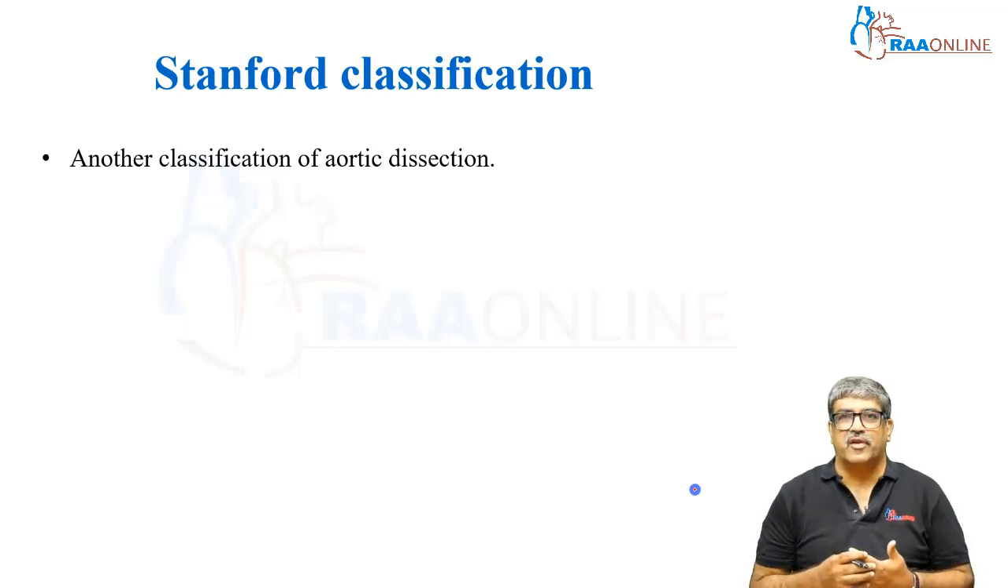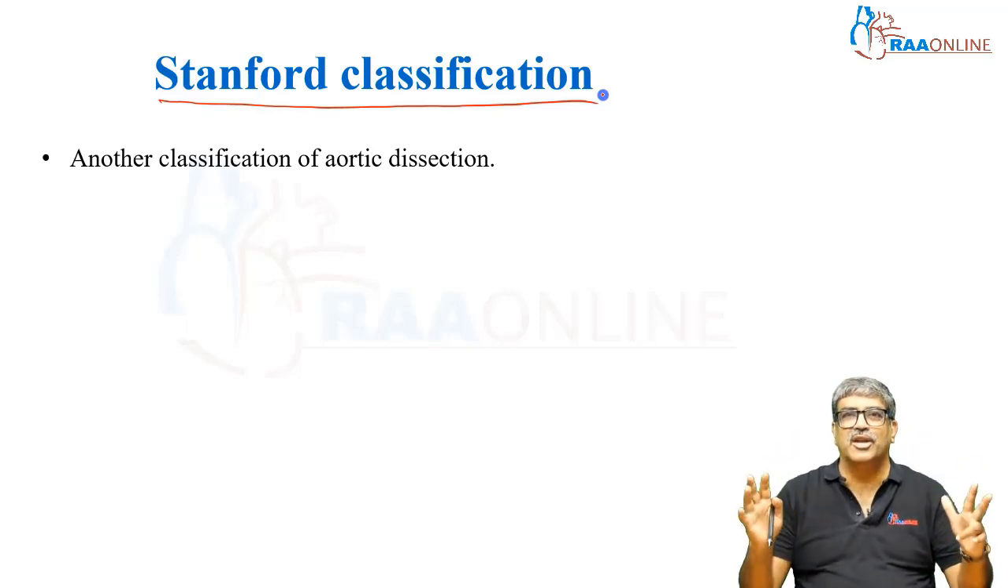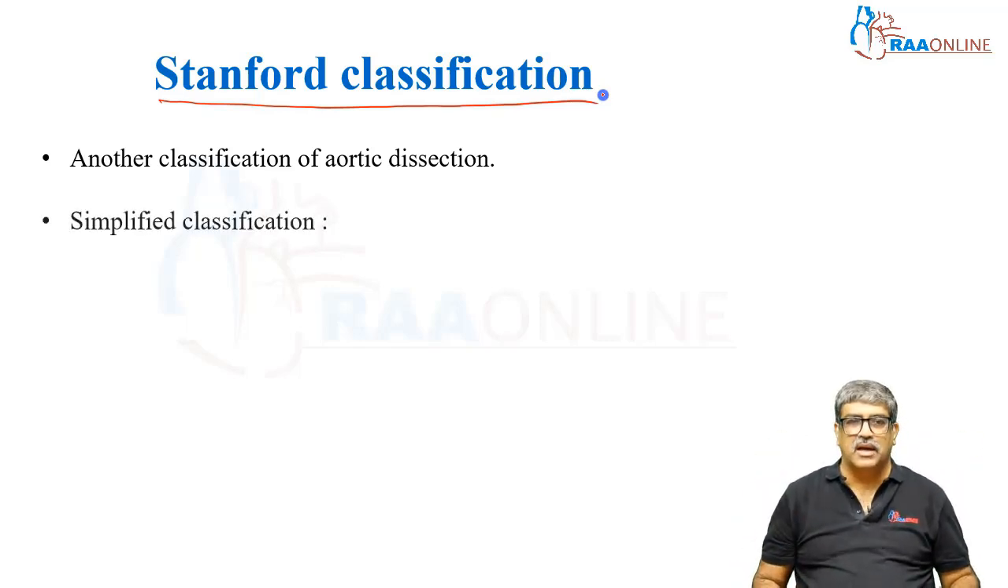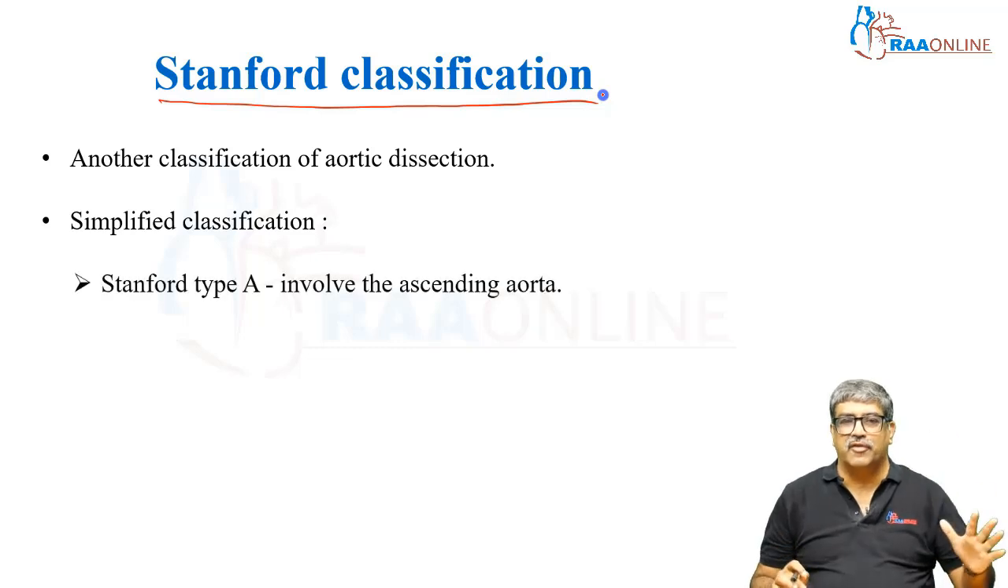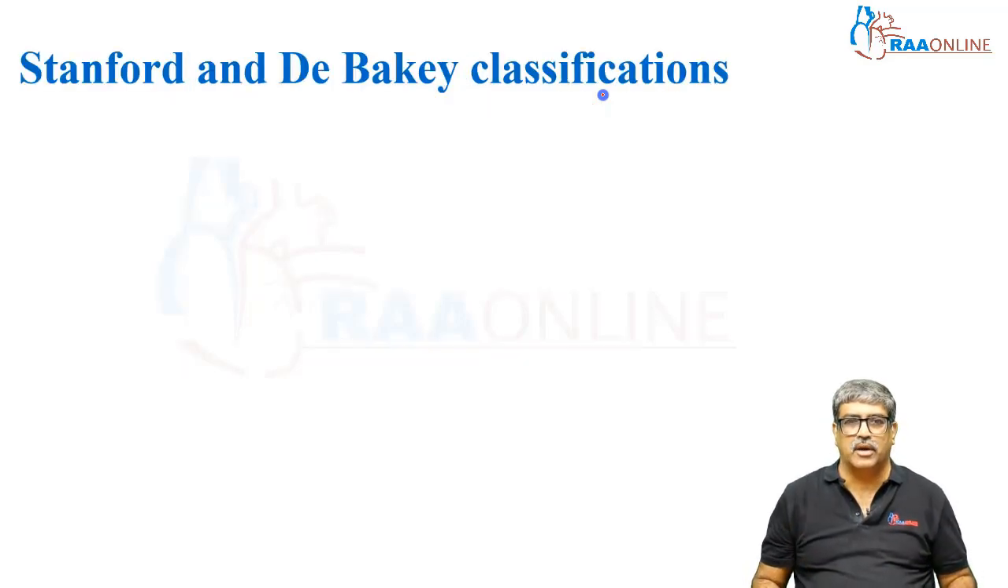Another classification for aortic dissection is called the Stanford classification. It is only 2 types, only proximal and distal. Okay. Stanford A involves the ascending aorta. Stanford B does not involve the ascending aorta.